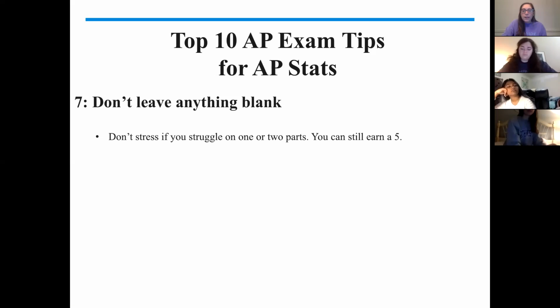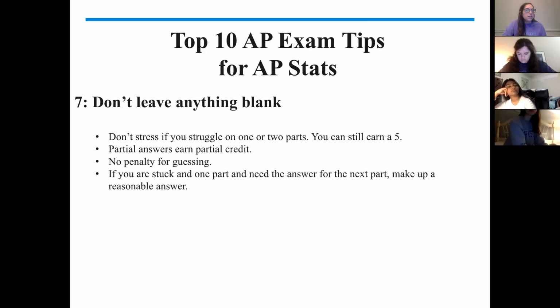Don't leave anything blank. There's no penalty for guessing, so write what you think is good. If you're stuck on one part and need the answer for the next part, like if it says based on part A, you didn't get A, just make up an answer that seems right and then use it for part B. You could still get full credit.